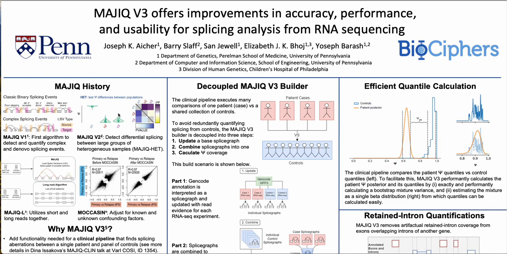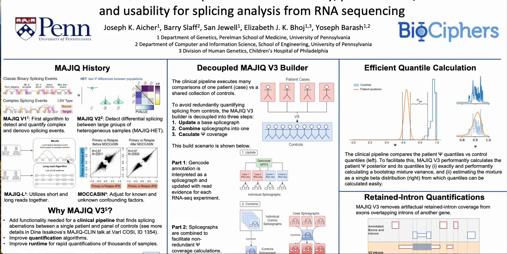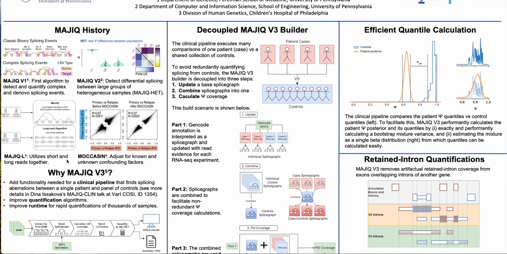In the last year, we released MAJIQ L in preprint, work led by Song-Woo Han, which extends the original short read algorithms to work with short and long reads together. Previously, we released Moccasin, work led by Caleb Bradens and me, to adjust for known and unknown confounding factors in RNA splicing analyses. So, why do we need a major V3 update to MAJIQ?